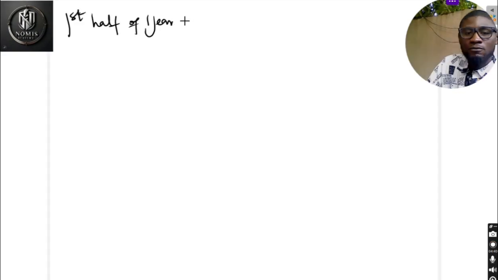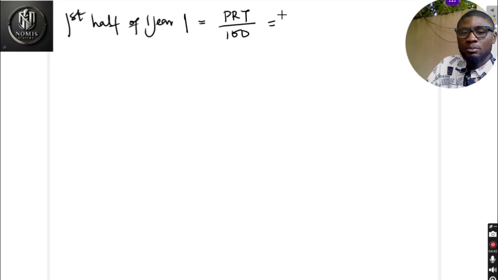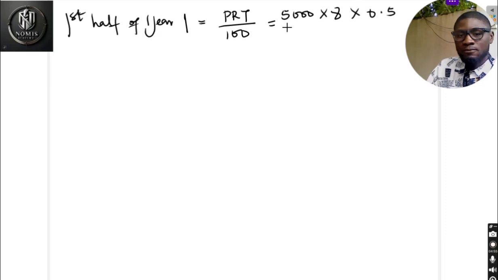Let's say first half of year 1. So first half of year 1, we are dealing with PRT over 100. So the principal is 5,000 multiplied by the rate 8 multiplied by the time. The time here is first half, that's half of 1, that is 0.5, all over 100. So 0 cancels 0, 0 cancels 0. I'm left with 50 here. 50 times 0.5 is 25, because 5 times 10 makes 50, times 0.5 makes it 5. So 5 times 5 is 25.